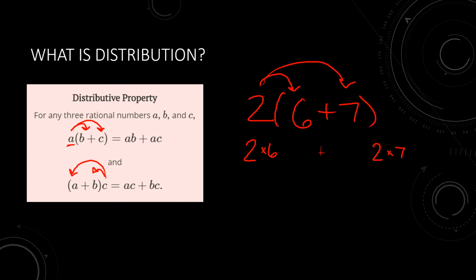You could add 6 plus 7 and then multiply it by 2. That is fine. That's normally what we're used to doing with PEMDAS. But at some point in our math careers, we're going to get to a situation where using distribution is actually more useful than following PEMDAS. So that's what we are practicing here, distribution.